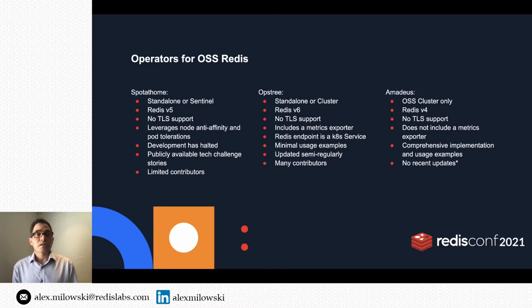The challenge is that for a variety of these operators, they seem to be in various states of maintenance. Some of them don't have very many updates within the last year, if any at all. The Opstree seems to be updated semi-regularly, but Amadeus doesn't have any updates, and neither does the Spotahome operator. So your mileage may vary with open source Redis.